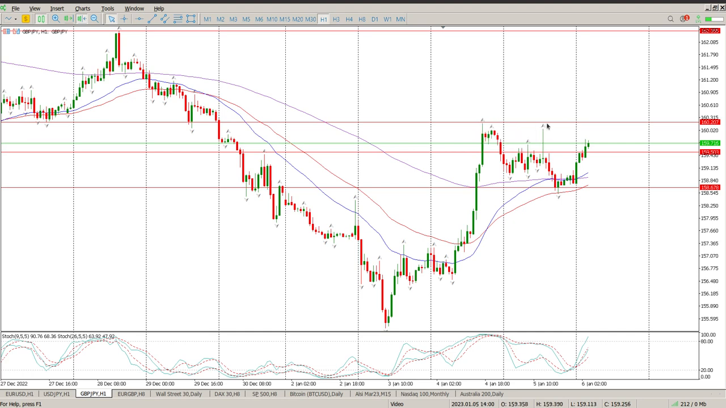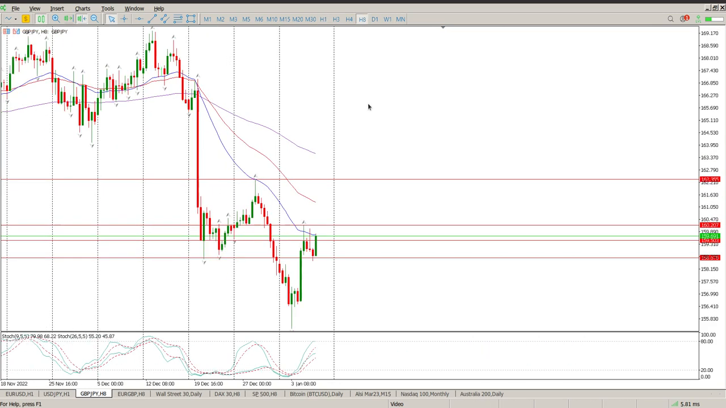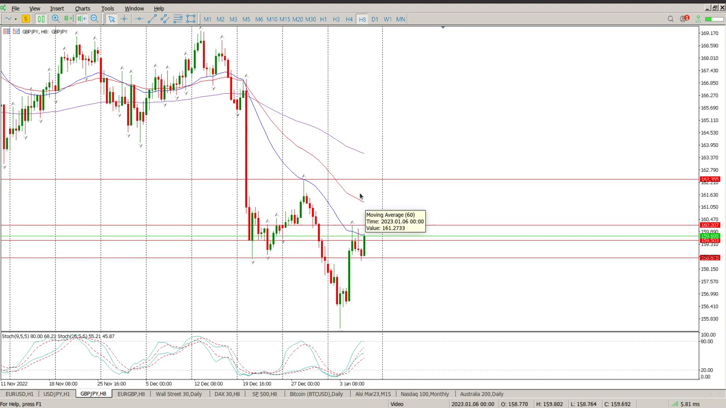So if you get above 162.07 and you hold it, in other words, move up, come back and find support, then this cup and handle comes into play, which is also possible today. But again, just bear in mind, we are in a downward trend at the moment.